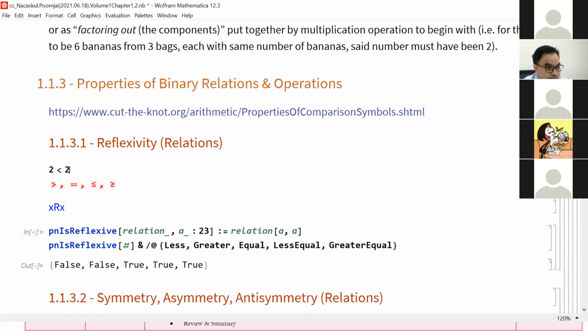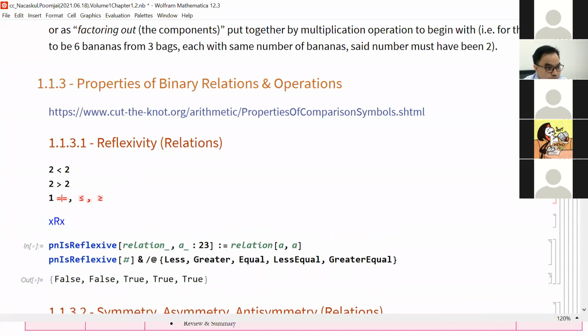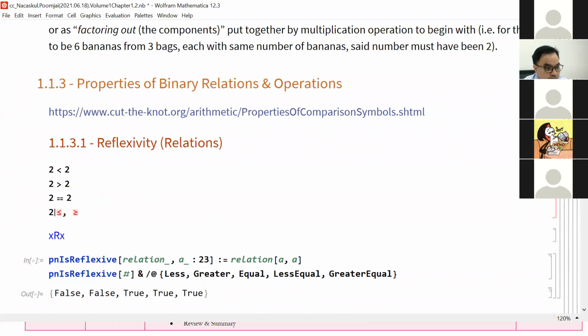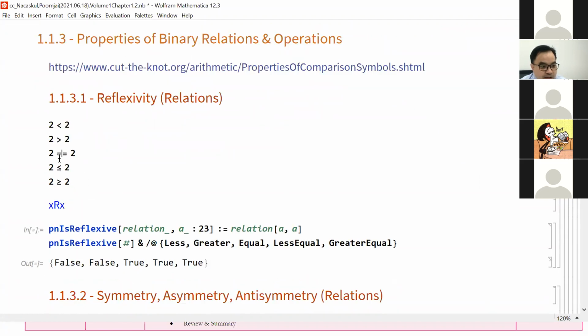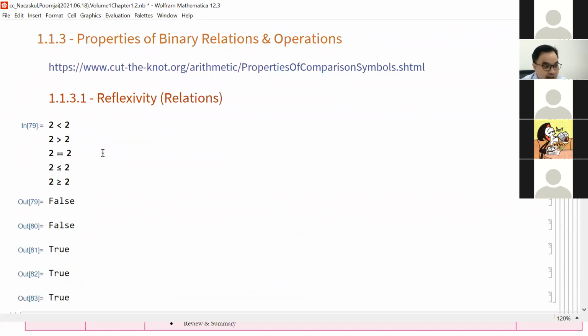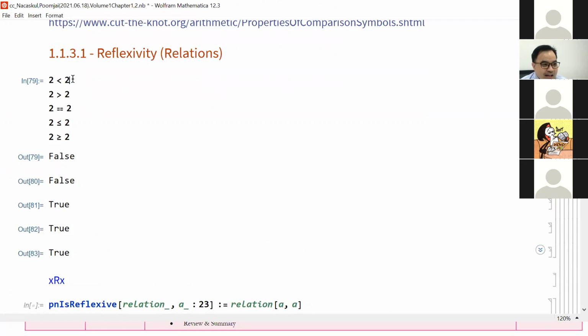So I put 2 greater than 2, 2, 2, 2, 2, 2. Now, reflexive means that this is true. Is less than reflexive? No. Yes. Yes. Yes. So let's see if we get that. No. No. Yes. Yes. Yes. Okay. So if you check the relationship, okay.